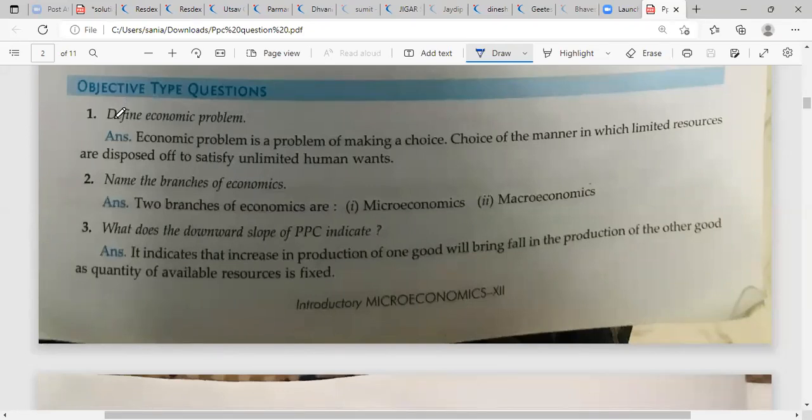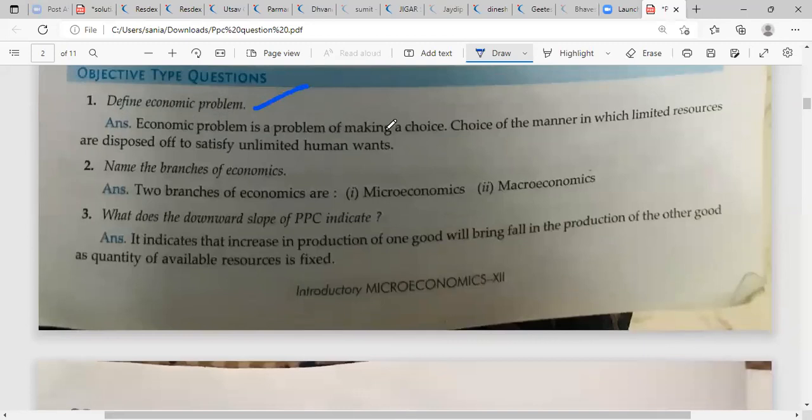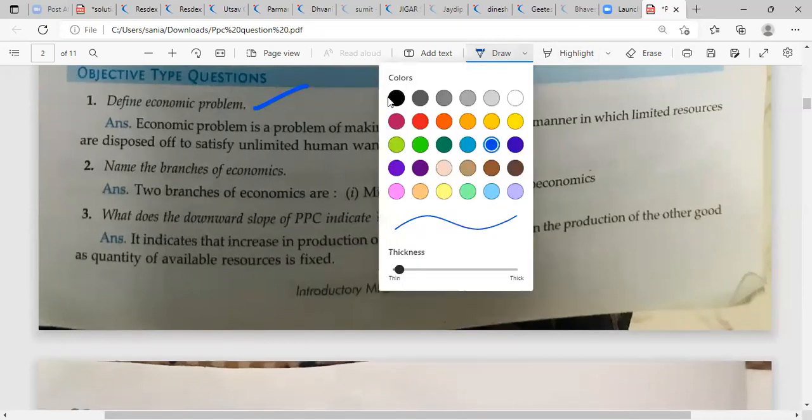So the first thing is define economic problem. You already know what is economic problem, right? So basically it is a problem of making a choice. That problem is known as economic problem. Name the branches of economics. So two branches, micro and macro. Okay, clear? Yes, teacher. Yes, ma'am.